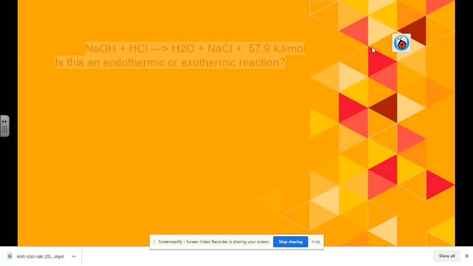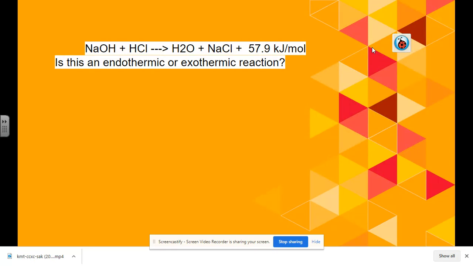So, all right, take a look at this. You've got this problem: NaOH, sodium hydroxide, and hydrochloric acid, HCl, yields water and salt, NaCl, plus 57.9 kilojoules per mole. Would you consider this endothermic or exothermic? Well, look at where the number is. See where that 57.9 kilojoules per mole is? It lands on the product side.